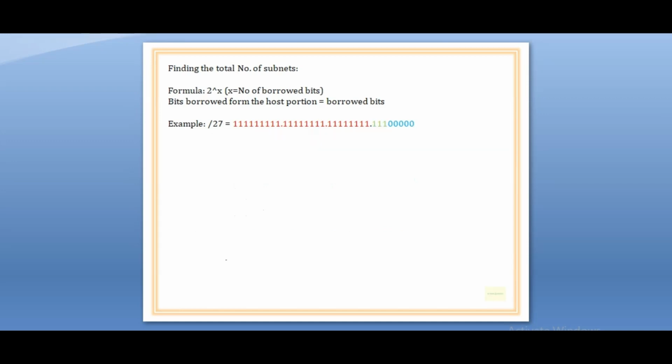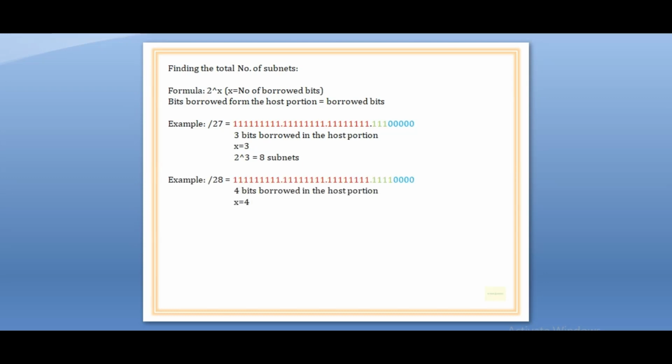Now let's take a look at /27. In /27 we have 3 bits borrowed from the host portion. Here x equals 3, and putting it in the formula we get 2 raised to 3, which gives us 8 subnets. For /28 we have 4 borrowed bits. Here x equals 4, and putting it in the formula we get 2 raised to 4, which gives us 16 subnets. In /29 we have 5 borrowed bits. Here x equals 5, and putting it in the formula we get 2 raised to 5, which gives us 32 subnets.